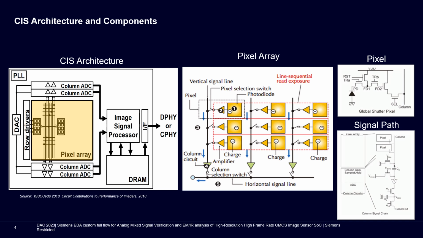Let's have a quick look at CMOS image sensors and its key components. On the left, we can see a representative architecture of a CMOS image sensor, which has a pixel array, column parallel ADCs, PLL, ISP, DRAM, and a SerDes interface. In the center, we can see a pixel array consisting of rows and columns. If the row is enabled, a signal is sent to a noise cancelling circuit, which is then fed to an analog to digital converter. We also see an example of this in the signal path and an example of global shutter pixel path.